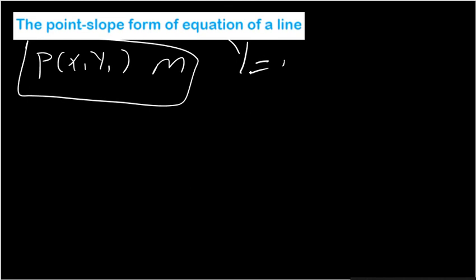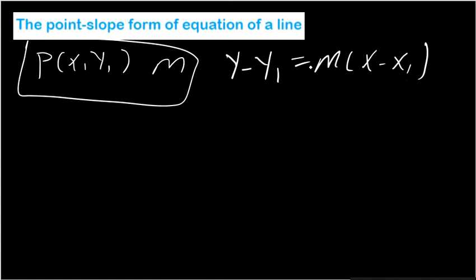Okay, let us write it. First, the formula has to be stated properly. The formula, if a point and the slope are given to you, the equation of the line will be y minus y1 is equal to m into x minus x1. This is the formula to find the equation of line.